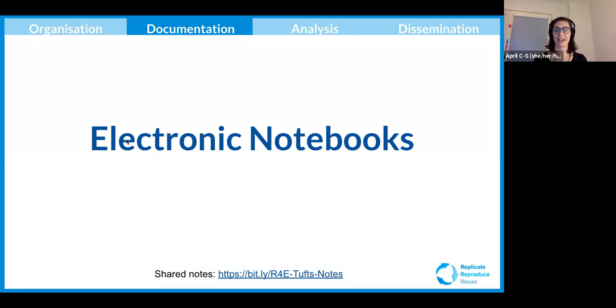So related to this focus on the importance of organization and documentation of the types of materials and files that we create, a great tool to think about bringing into your workflow to help you achieve some organization and some documentation are electronic notebooks. If any of you are using an electronic notebook right now, it's really helpful to share in the shared notes doc your experience, what worked for you, what didn't work for you, because it can be overwhelming to think through which one to get started with if you're thinking about trying it out.